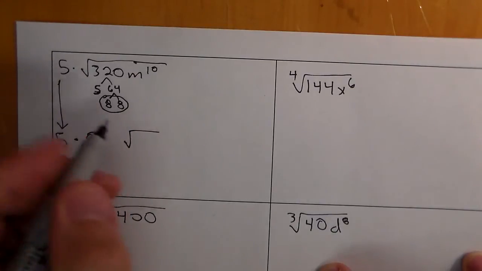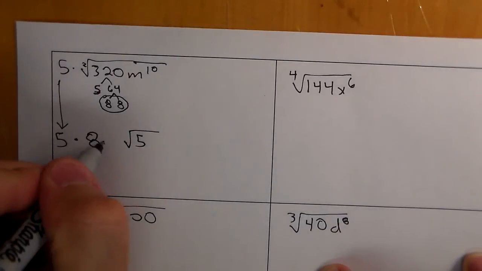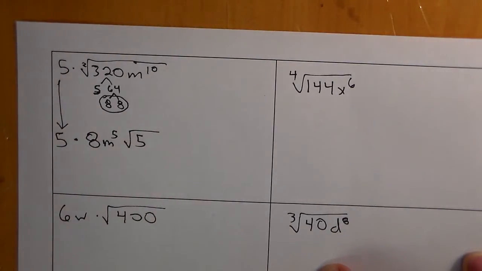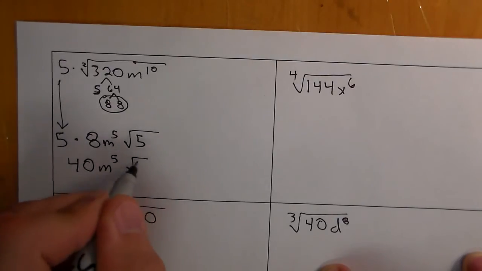The 5 here stays in the radical. So that takes care of my coefficients, my numbers. M to the 10th in the square root, 10 divided by 2, like if I had a 2 here, would give me 5. Or I could say that in 10 there is 5 sets of 2. So m to the 5th comes out. Putting this together, I get 40 m to the 5th square root 5.